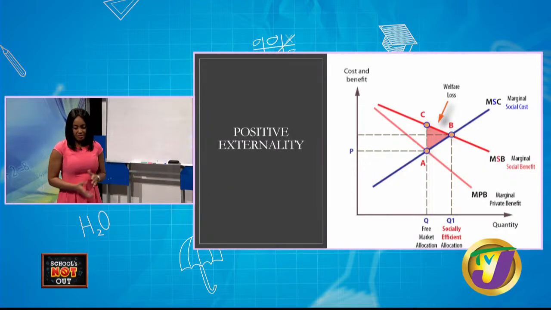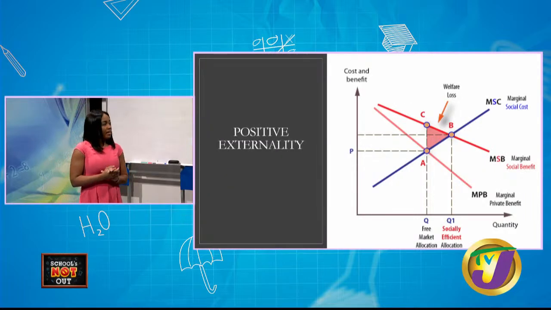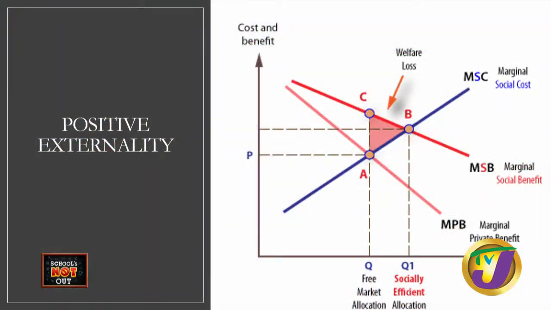Now graphically, this is what the graph looks like for positive externality. Notice that the marginal social benefits curve is higher than the marginal private benefits curve. So it tells you that there's an external benefit.